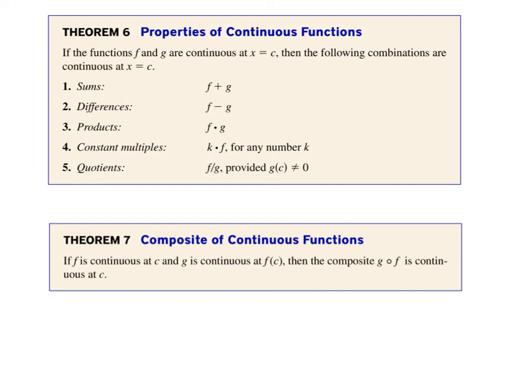So you'll use that a little bit when you're working on some problems, and this next one will be the bigger one, composite functions. If f is continuous at C and g is continuous at f of C, then it makes sense that the composite function g of f is continuous at C. So hopefully that makes some sense for you. I don't want to say it's common sense, but it does make sense.